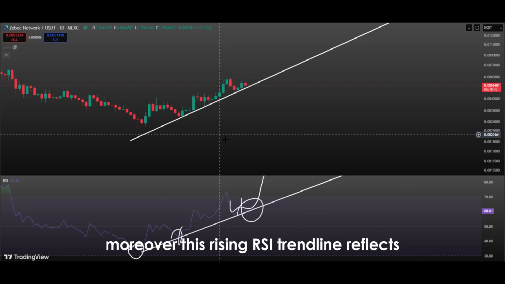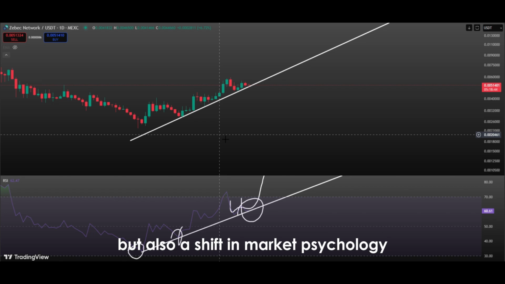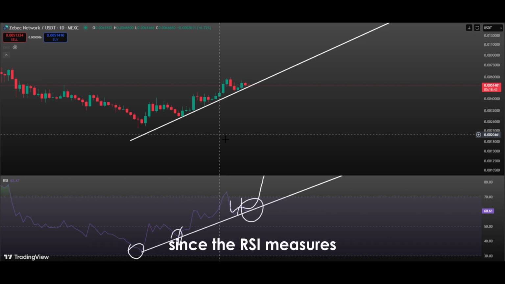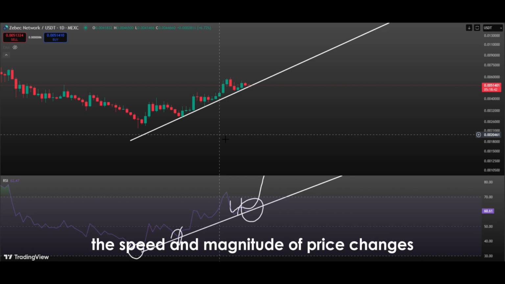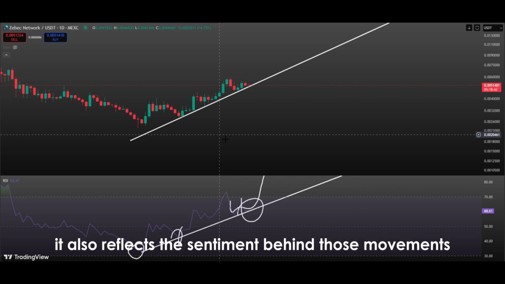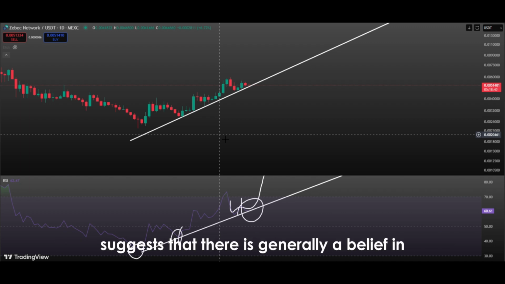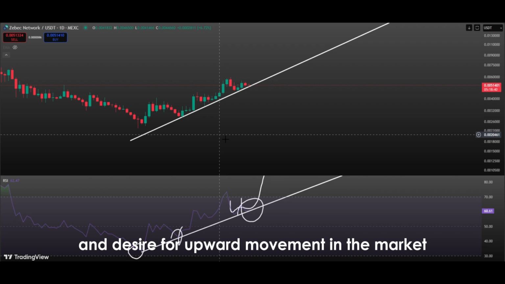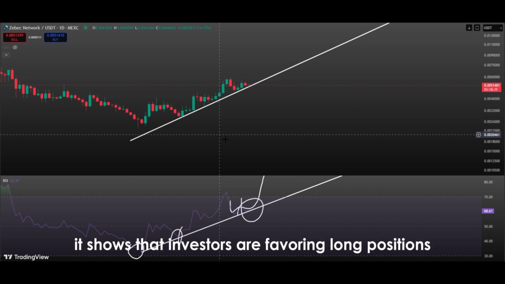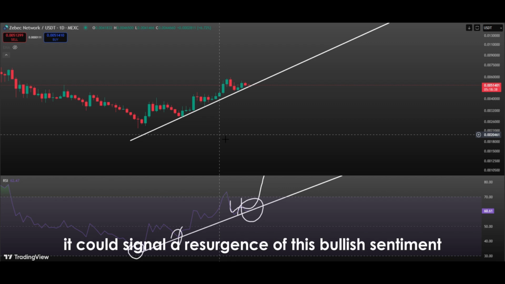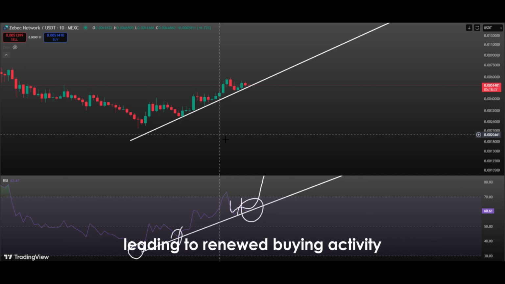Moreover, this rising RSI trend line reflects not only increasing momentum, but also a shift in market psychology and investor behavior in a positive direction. Since the RSI measures the speed and magnitude of price changes, it also reflects the sentiment behind those movements. A rising RSI trend suggests that there is generally a belief in and desire for upward movement in the market. It shows that investors are favoring long positions. If the RSI touches this trend line and has the potential to bounce, it could signal a resurgence of this bullish sentiment, leading to renewed buying activity.